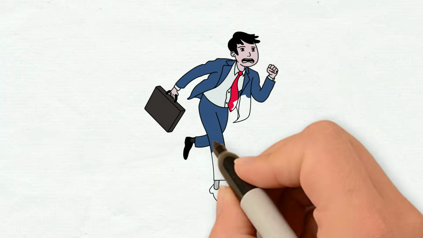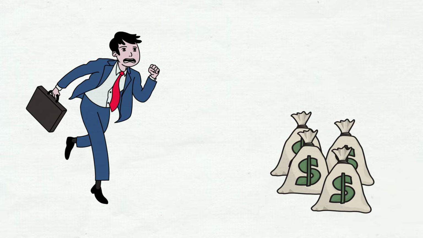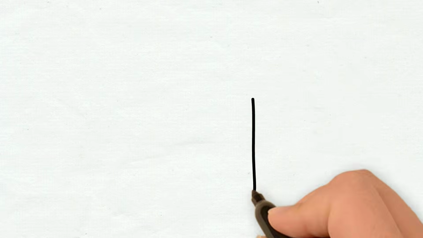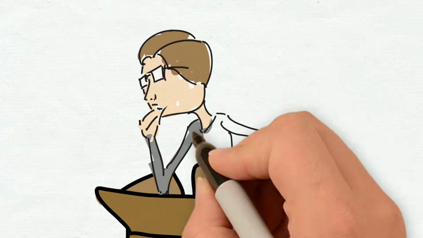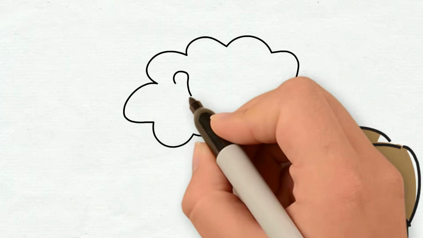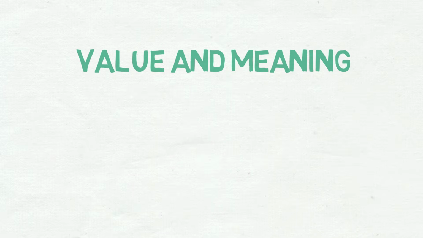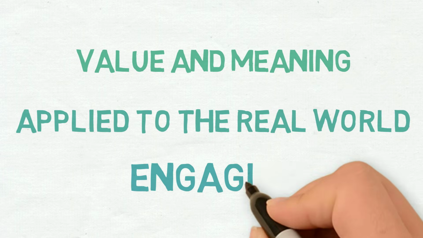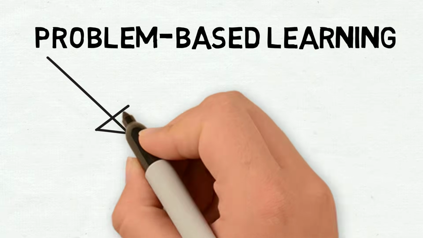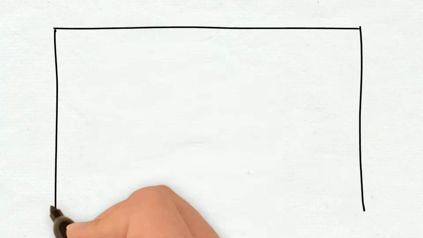So how do we do this? How do we motivate adult learners to realize that what we teach them will be useful to them? How do we inspire them to think out of the box and solve problems creatively? How do we, as educators, find a way to show students that what they are learning has value and meaning, can be applied to the real world, and can be engaging to learn? We can do this using a method called problem-based learning, or PBL. What is this, you may ask?